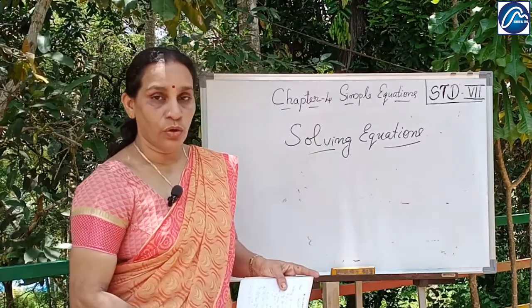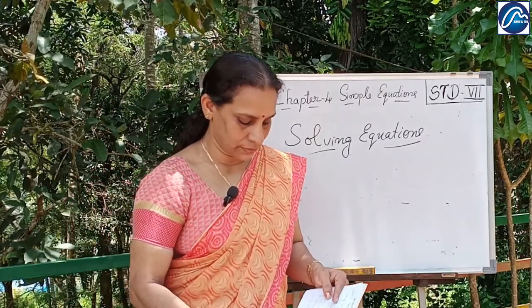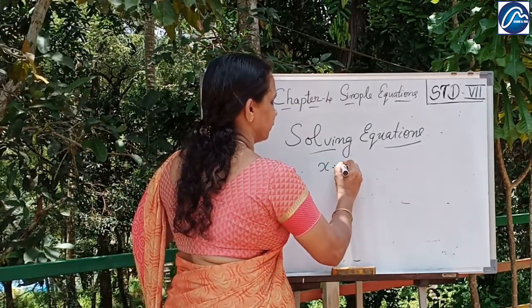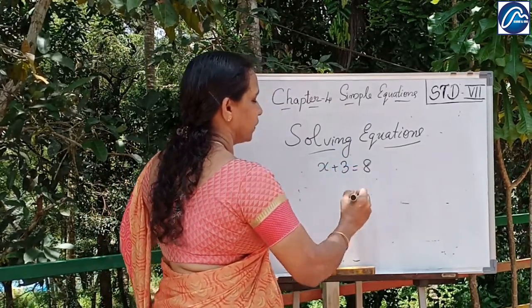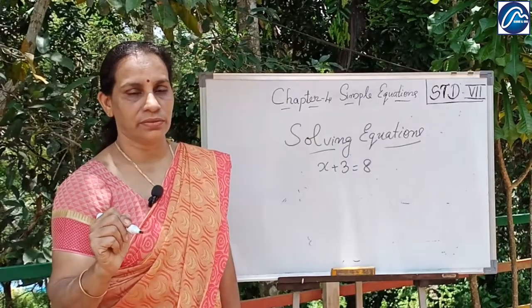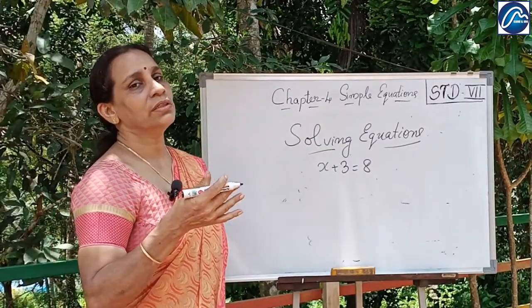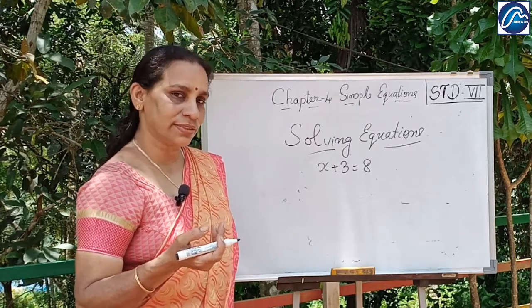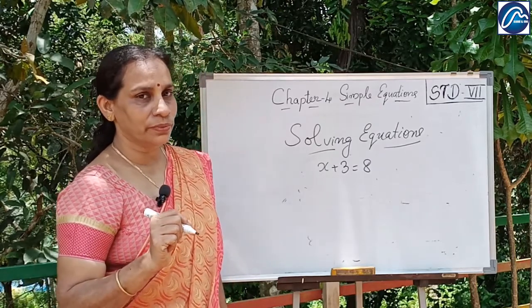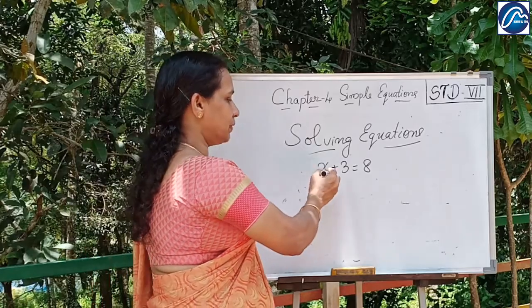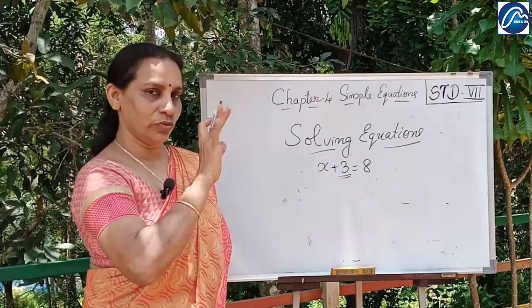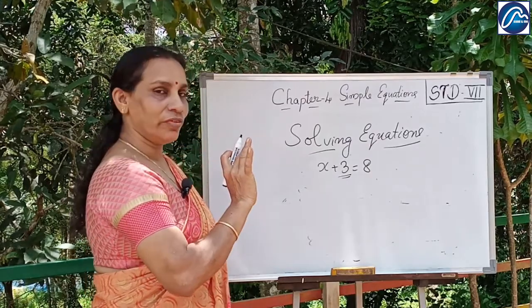Okay, let us solve some examples. x plus 3 is equal to 8. What you want to know is what is x. You have to find out what is x. What will you do? You will subtract, because only 3 is there. You have to remove 3.